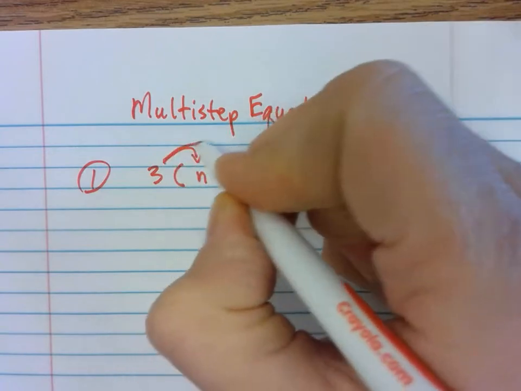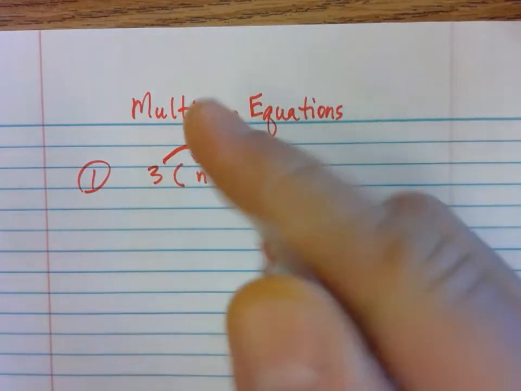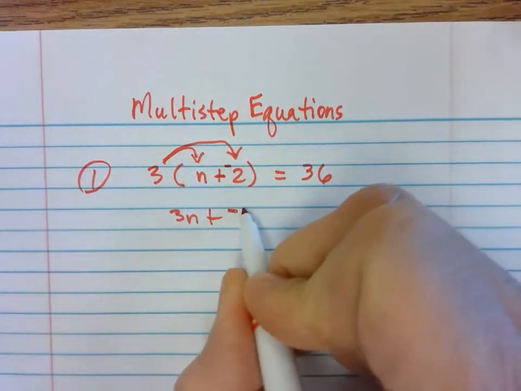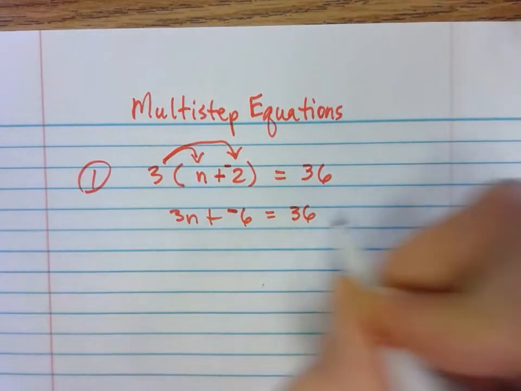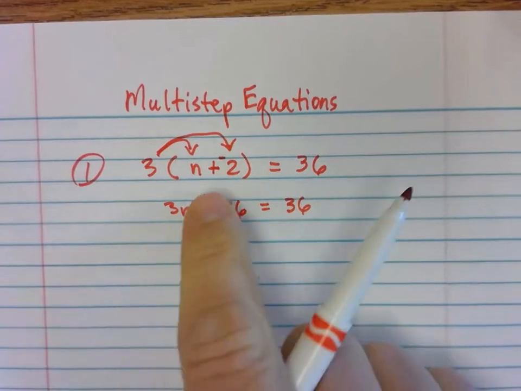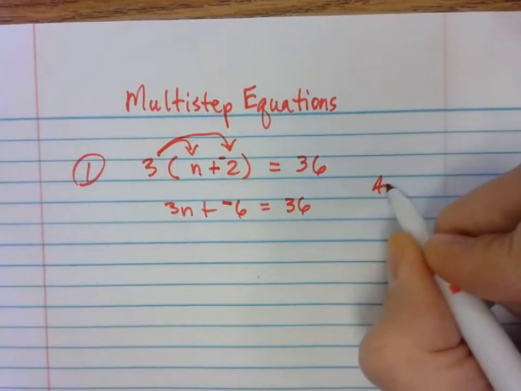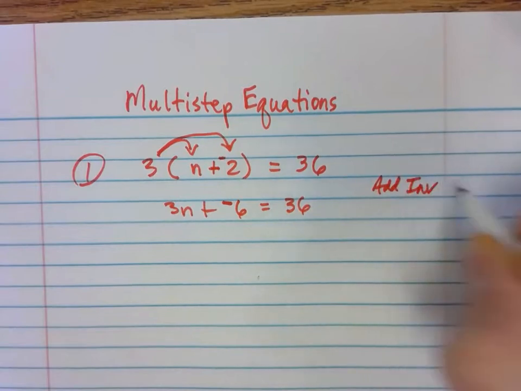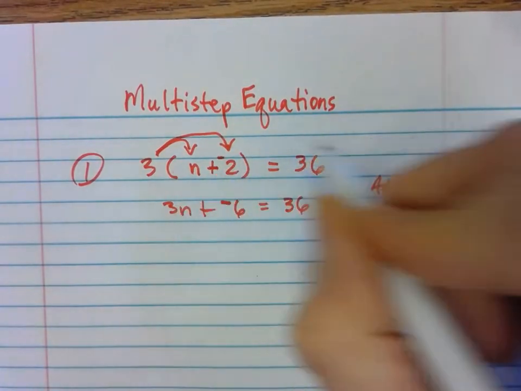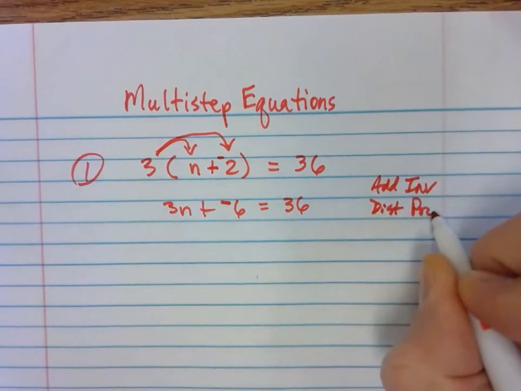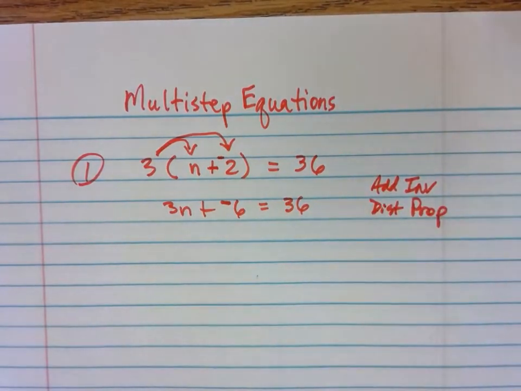3 times n, and we have to do 3 times negative 2. Of course, 3 times n is 3n. 3 times negative 2 is negative 6, and we're going to set that equal to 36. So the first thing I did is change the subtract sign, additive inverse. The second thing I did, distributive property, using my little arrows. Please make sure you do it in that order: additive inverse, then distributive property.